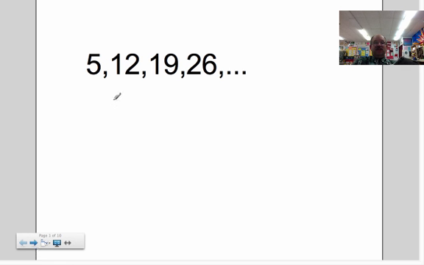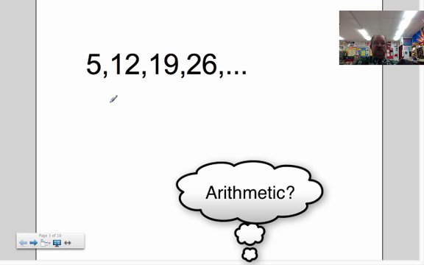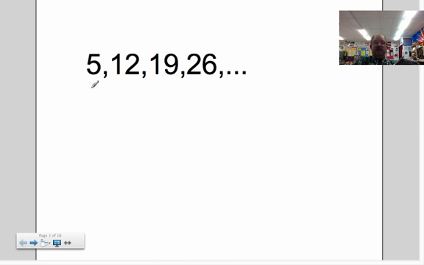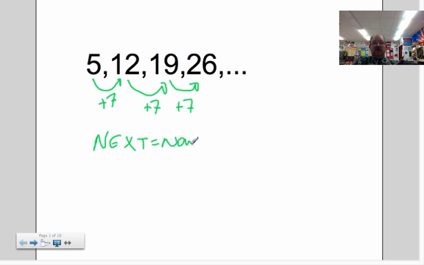So, if we have a sequence of 5 and 12 and 19 and 26, first of all, what sort of sequence is it? Good. And then, what's the common difference between the terms? How are we getting from one term to the next term, to the next term? It looks like we're adding 7. And so if we were to write a next-now equation, we'd write next equals now plus 7, starting at 5.